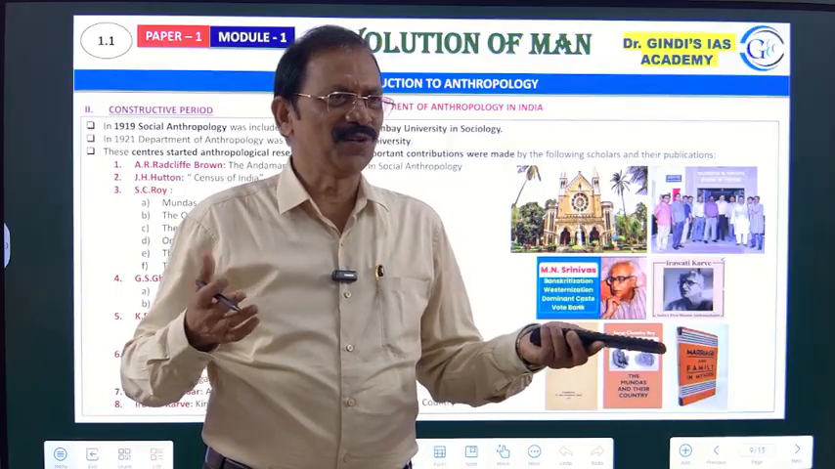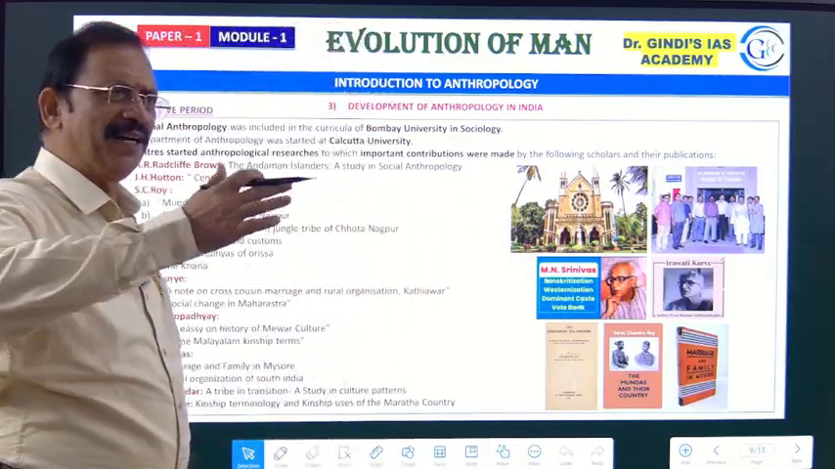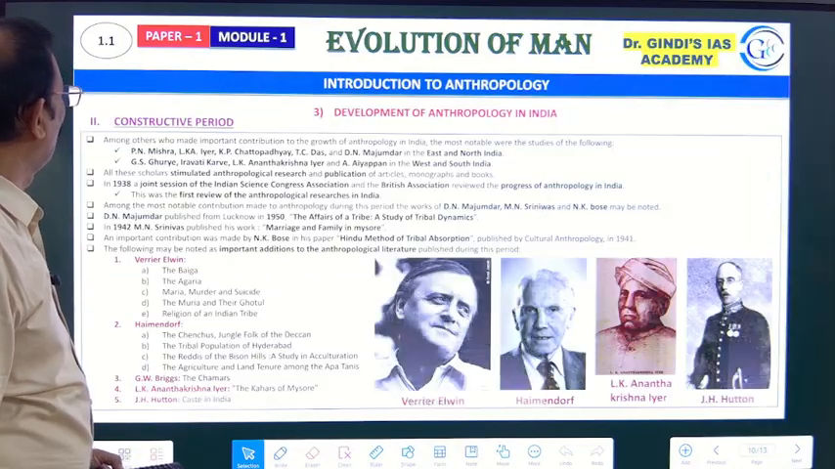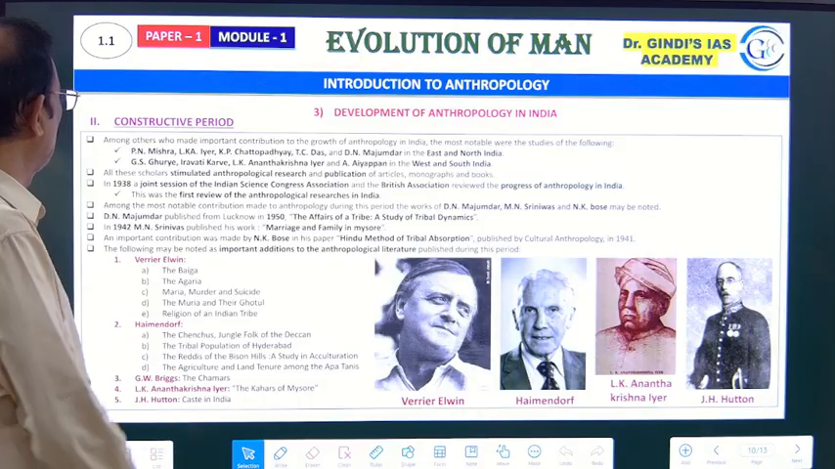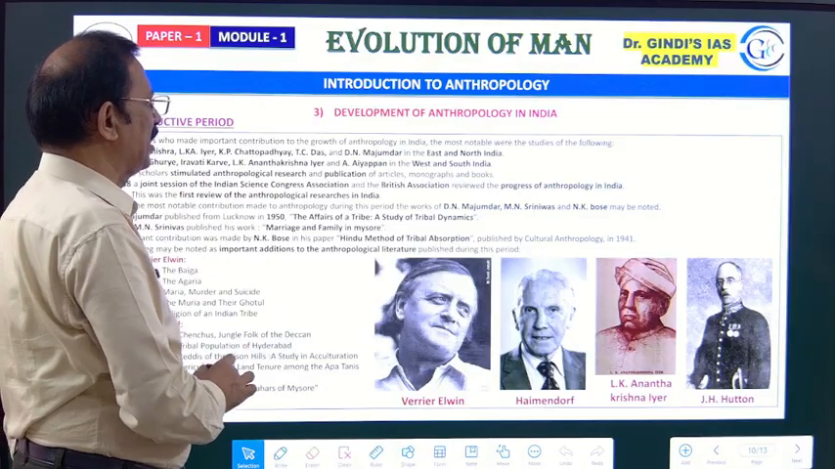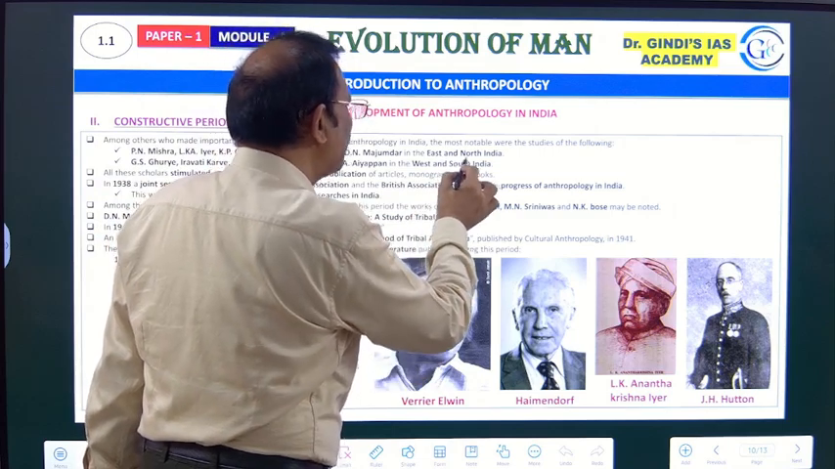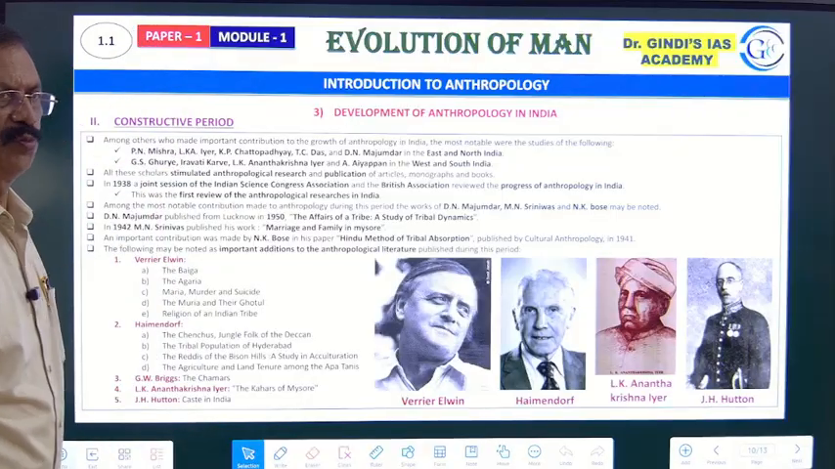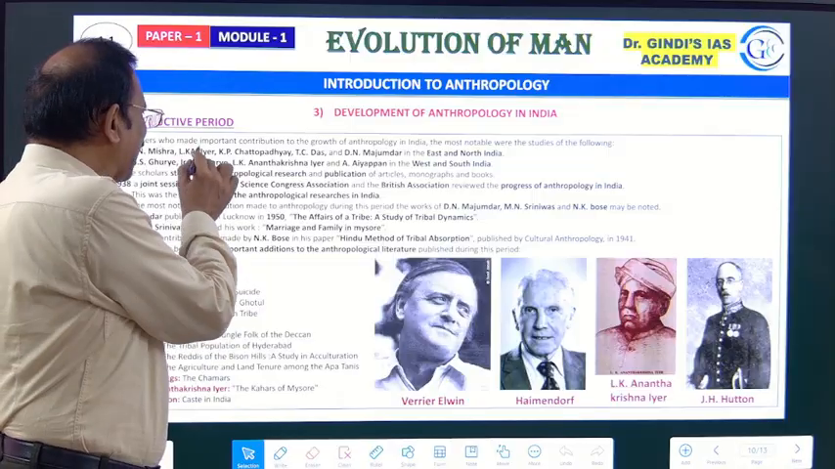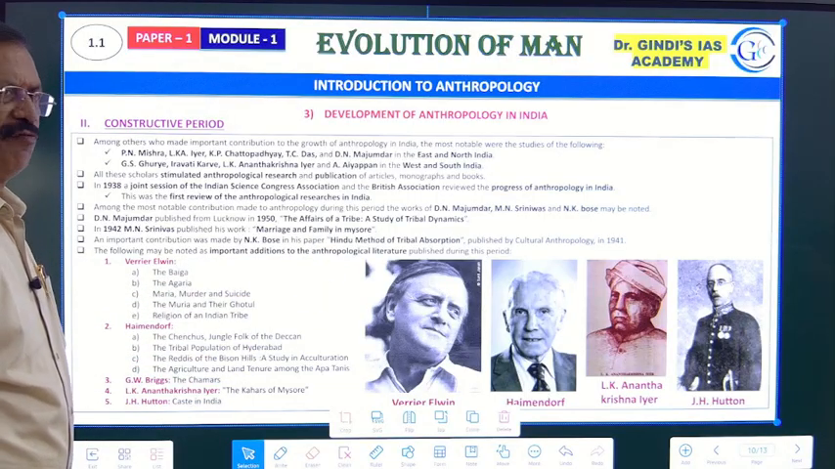Anthropology actually continued progressively with the research of all these people and all their contributions. Then the constructive period: P.N. Mishra, L.K. Iyer, K.P. Chattopadhyay, T.C. Das, D.N. Majumdar. These people made notable contributions in East and North India. As we have already explained, G.S. Ghurye, Irawati Karve, L.K. Anantakrishna Iyer, and A. Aiyappan represent West India and South India.